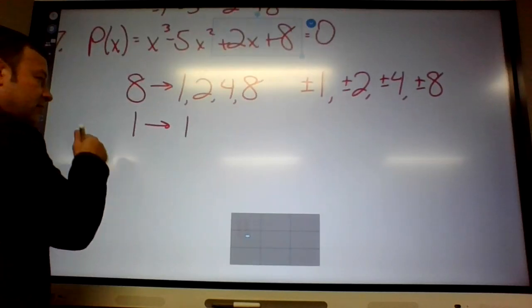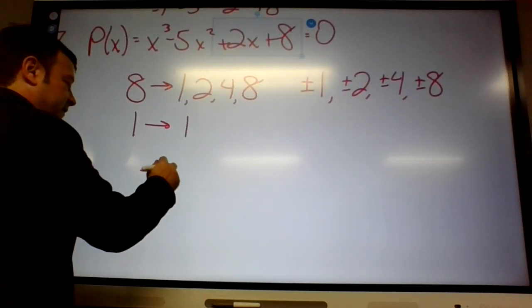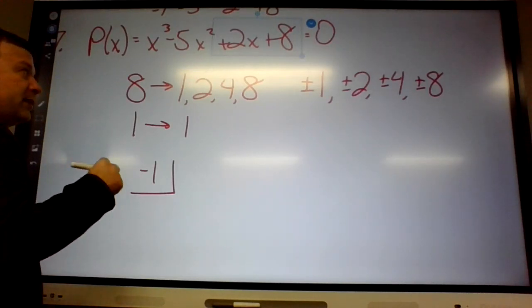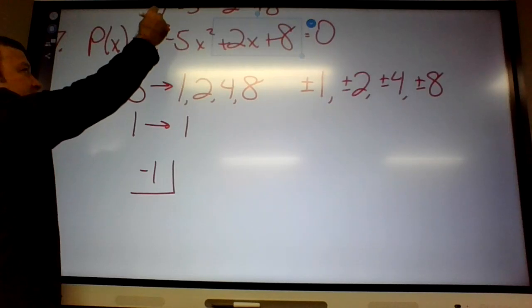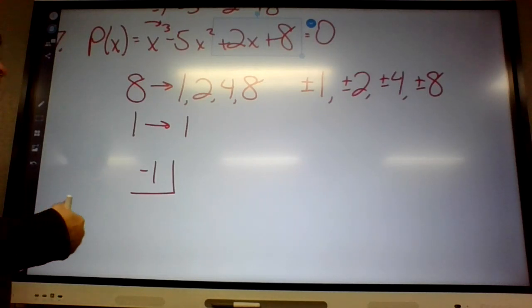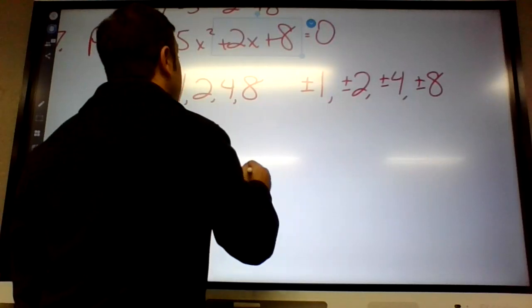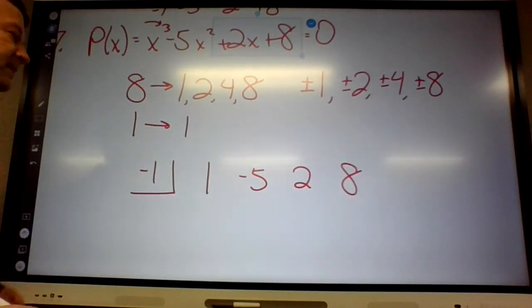So how do you do it the non-old-fashioned way, so you don't have to do that? Well, we kind of still need to do it the not old-fashioned way, which is synthetic. So I know -1 is one of my 3 answers, and I know there's probably going to be 3 answers because of that. So what I need to do is take out the -1 as an answer, and I'm going to do that with synthetic. This is basically synthetic division.